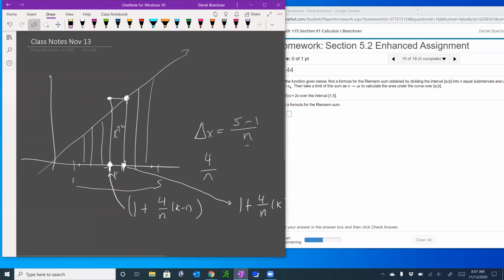So let's look at the very first rectangle. This is the first rectangle, right? But I don't want this. This should hold for any of the rectangles. So if I put 1 in here, I still want 1 to come out because that's where my left-hand endpoint of the very first rectangle is. So if I put 1 in here, I get 0 of the width because I haven't gone any width yet at this point.